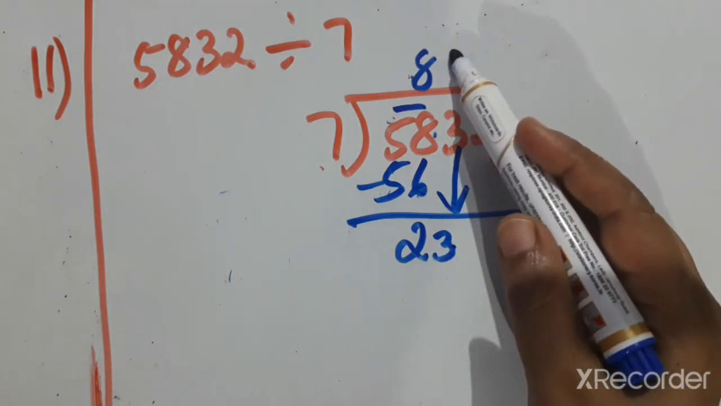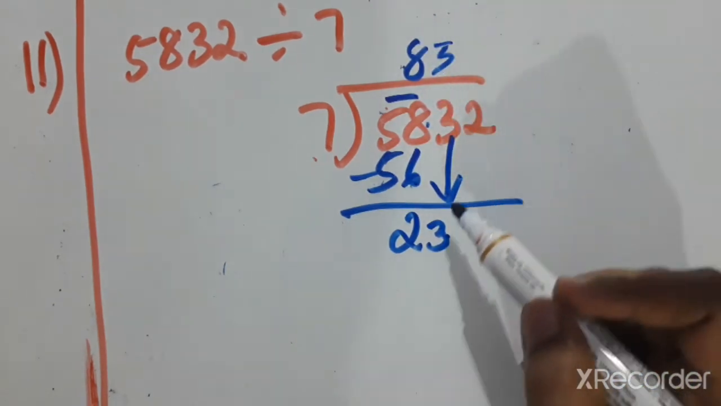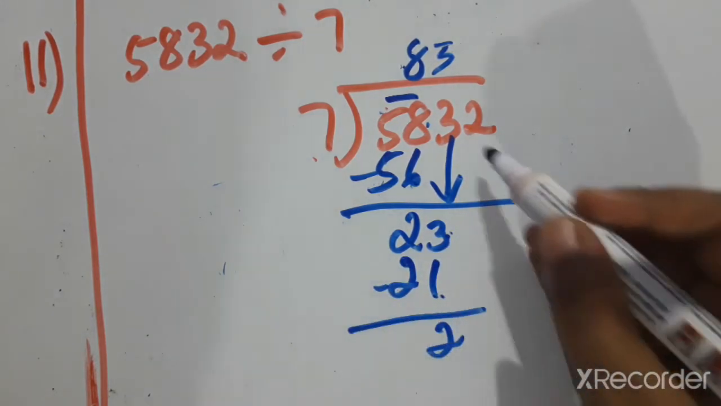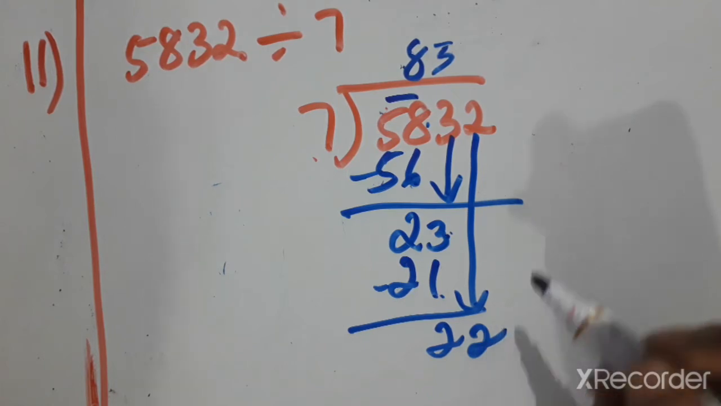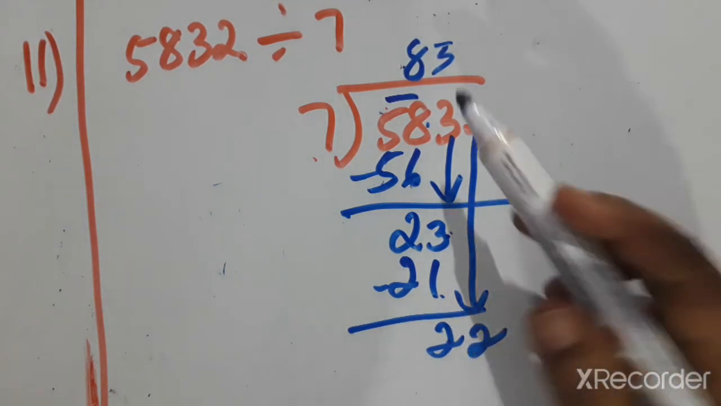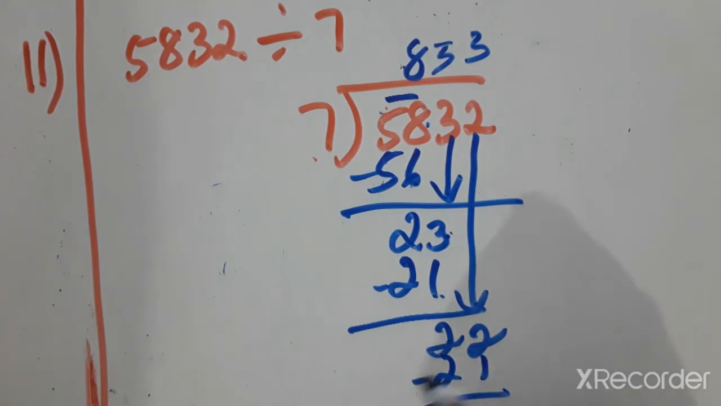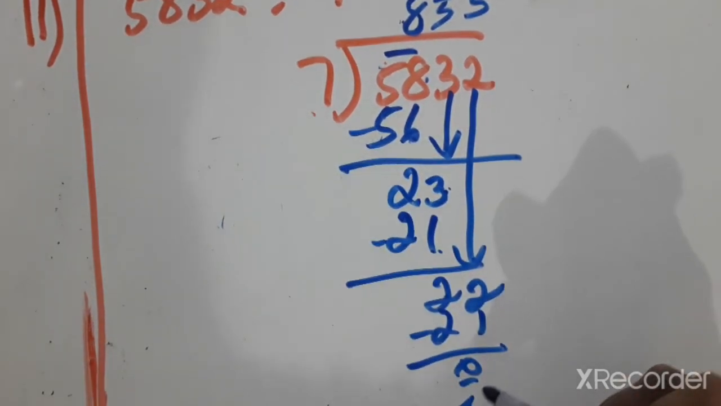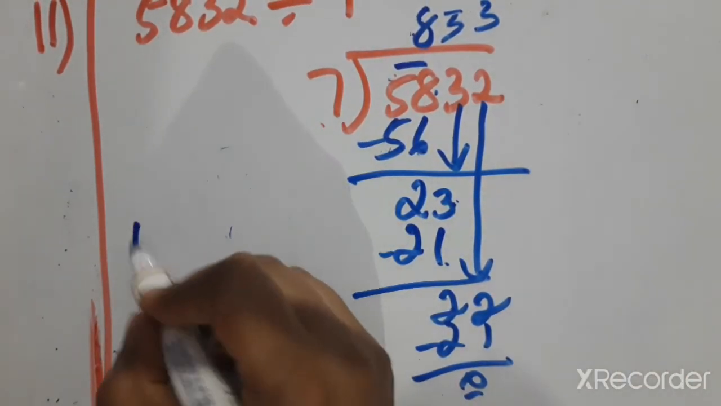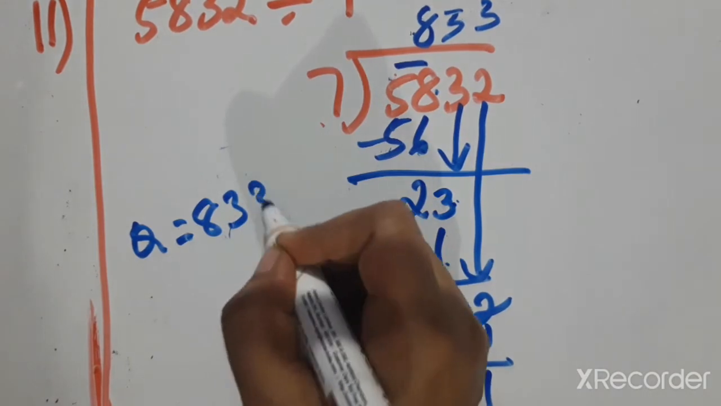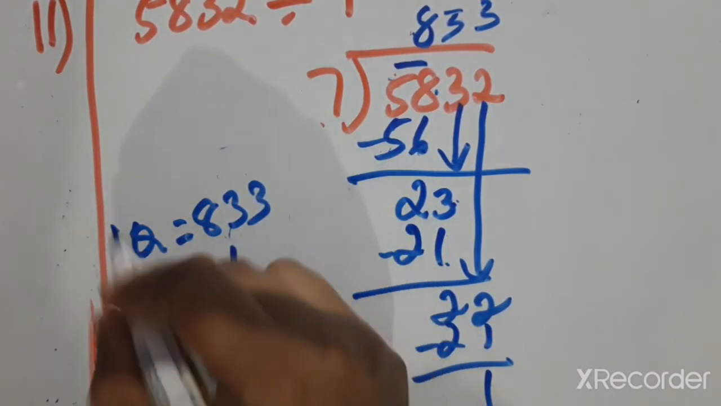7 6s are 42. That is the nearer one. So 42 minus 42 is 0. Quotient is 76 and remainder is 0.